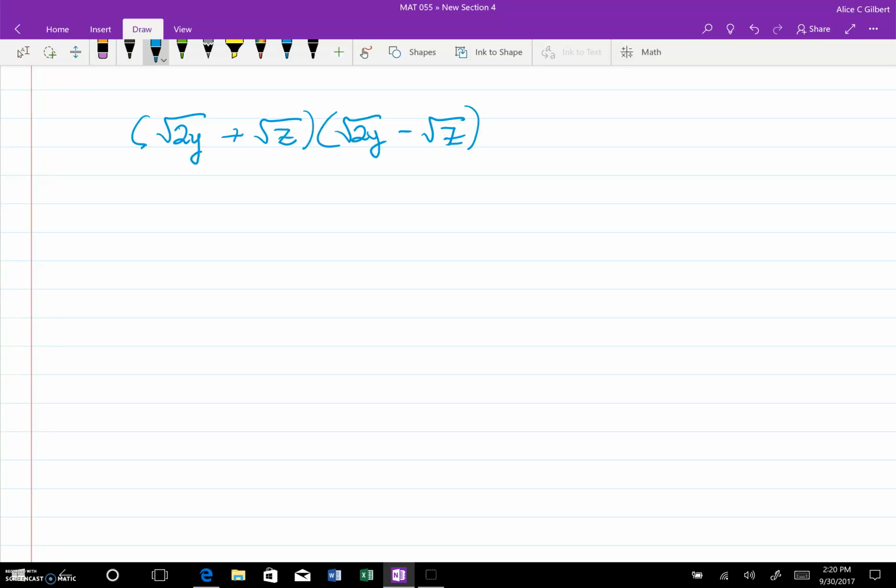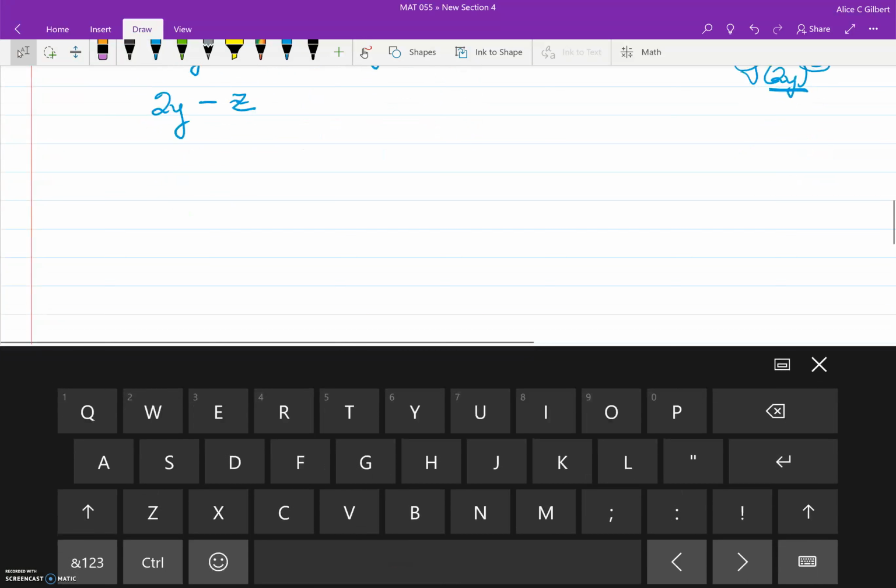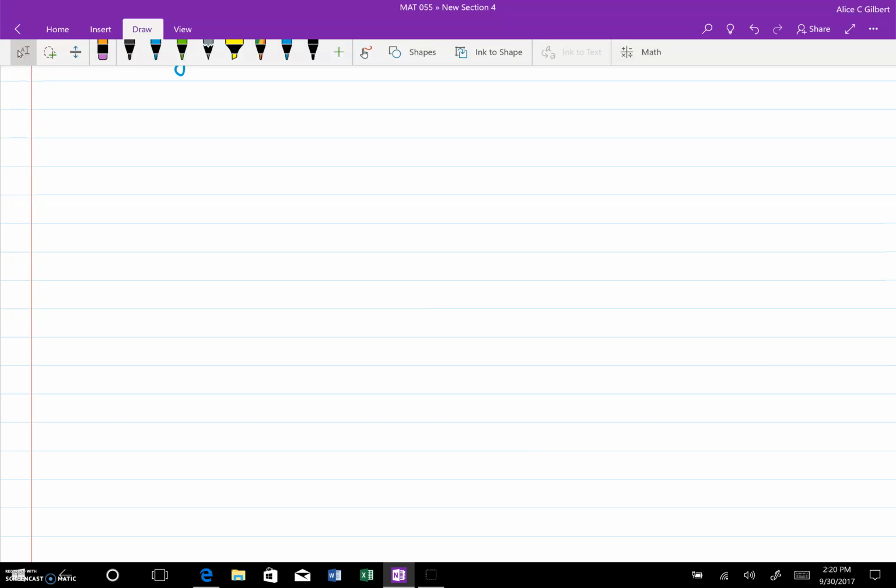So I just take the square root of 2y squared. Remember, when the exponent and the index are the same, the base of my index falls out. So that's 2y minus, because in a difference of squares, it's always minus. And then the square root of z squared is going to be z. Nothing more I can do with this guy. Okay? And one more.